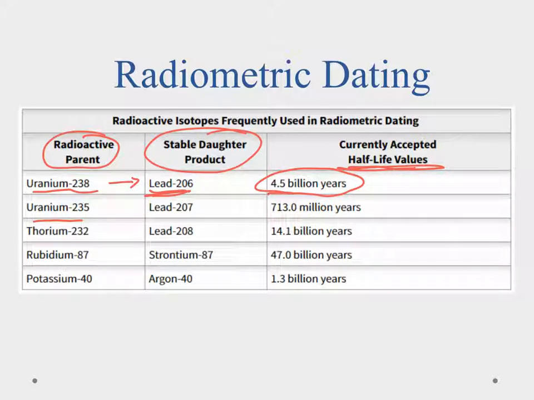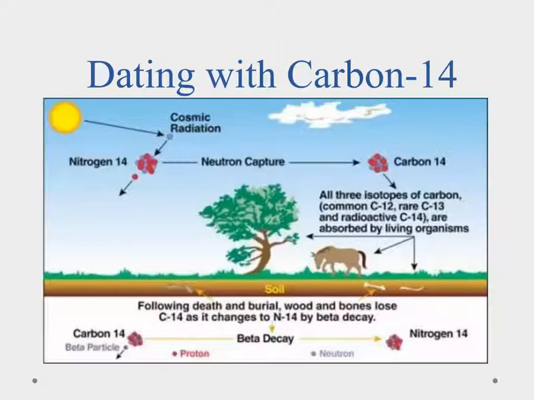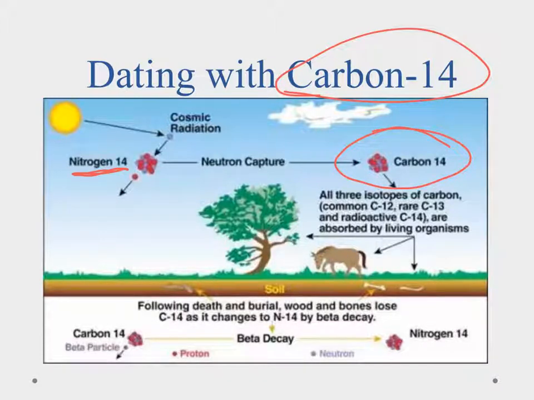We have uranium-235, thorium-232, potassium-40, and these are all different radioactive isotopes that we use for some of this radiometric dating. Now, perhaps the most common one that you've heard of is using this carbon-14 dating here. And carbon-14 is kind of interesting. What we'll have is this nitrogen-14 that's out in the atmosphere, and we have cosmic radiation. So gamma radiation from the sun is going to cause neutron capture, and that's what's going to form this carbon-14. Now, carbon-14 is going to be taken in by animals through breathing, through eating, all of that kind of stuff.